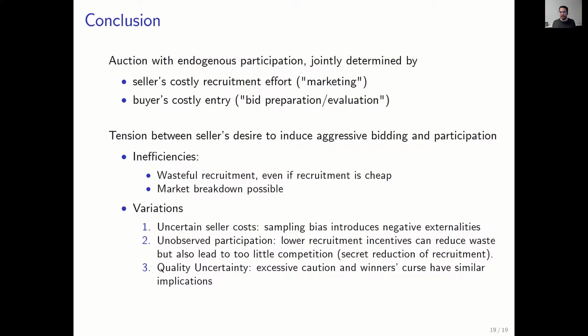And the last variation we looked at was a variation with quality uncertainty, where we have excessive caution, because of the winner's curse, and this winner's curse has similar implications to the entry costs that we've seen before.